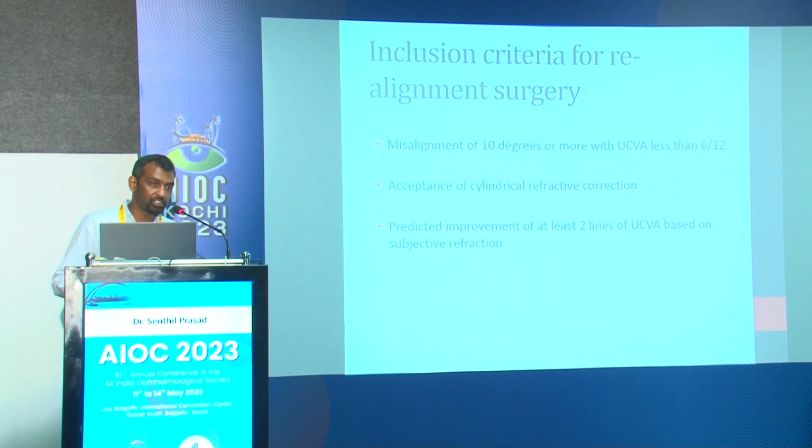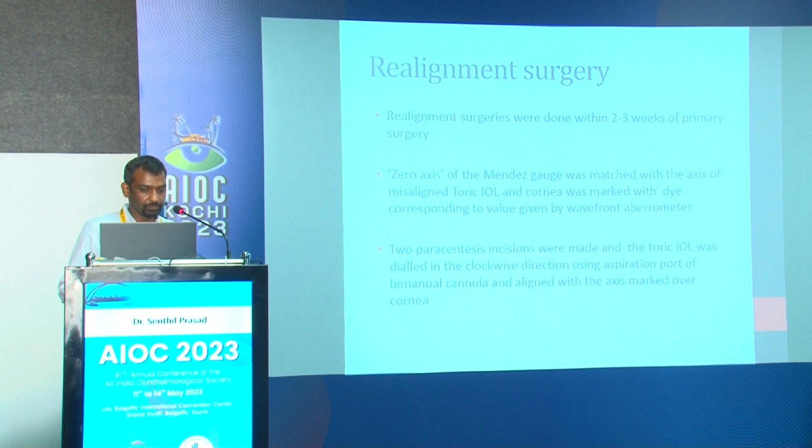We included patients who either had more than 10 degrees of misalignment or patients with uncorrected visual acuity of 6/12 or less, who accepted cylindrical correction in subjective refraction, and in whom we predicted at least 2 lines of improvement in Snellen uncorrected visual acuity. All realignment surgeries were done within 2 to 3 weeks of primary surgery. We align the zero axis of the Mendez gauge with the position of the toric IOL, and then the corresponding values given by the wavefront aberrometer were marked with dye on the cornea.